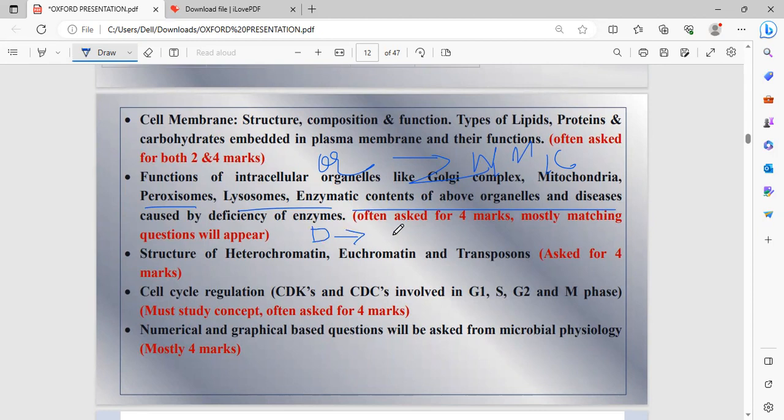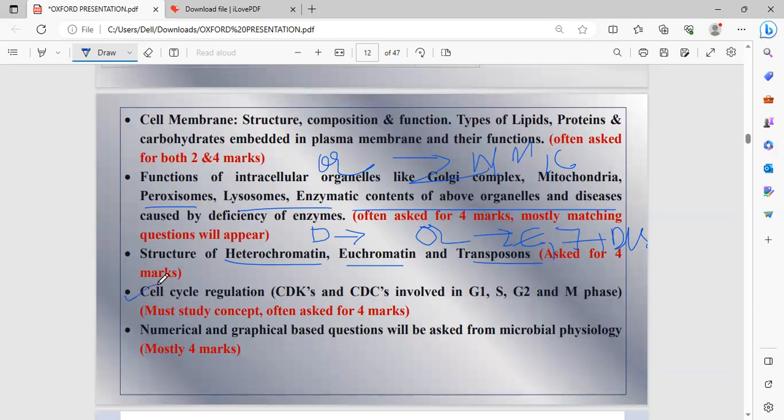But what they ask every time in the examination, along with the above organelle, is what enzymes are present in it, and also what functions they perform. And also, the deficiency of these enzymes causes various types of diseases. Those diseases they are going to ask in the examination. So we have to prepare in that way. And next, the structure of heterochromatin, euchromatin, and transposons.